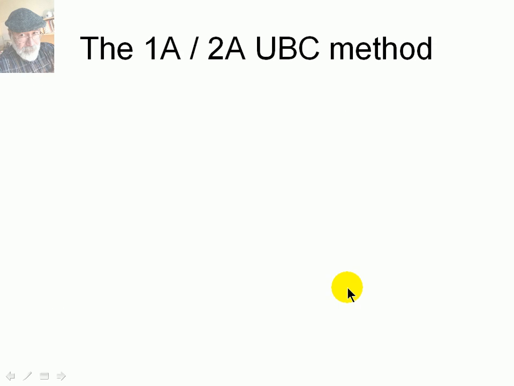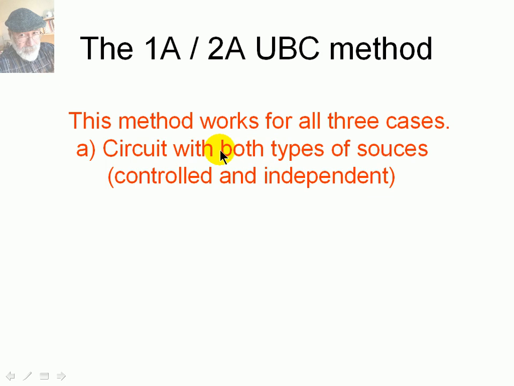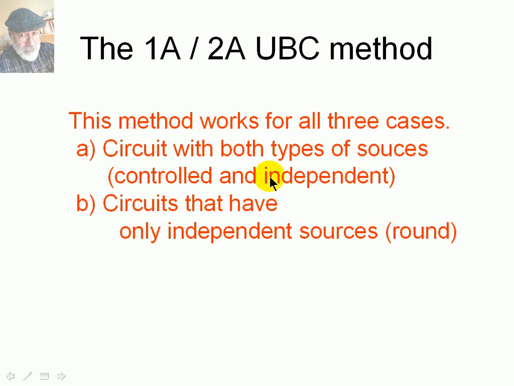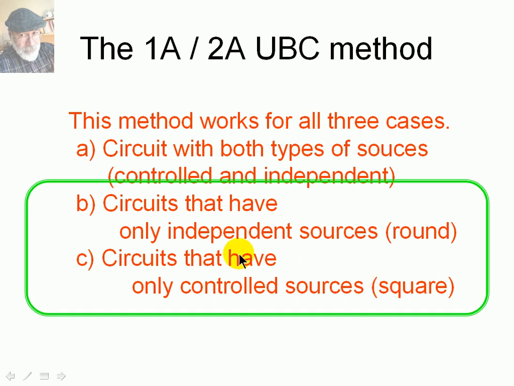The 1 amp, 2 amp method works in any circuit. There are no restrictions for its use. It works with circuits that have independent sources and controlled sources, on circuits that have only round sources, or on circuits that have only square rhomboid sources. But in the last two cases, we will see simplified and faster methods.